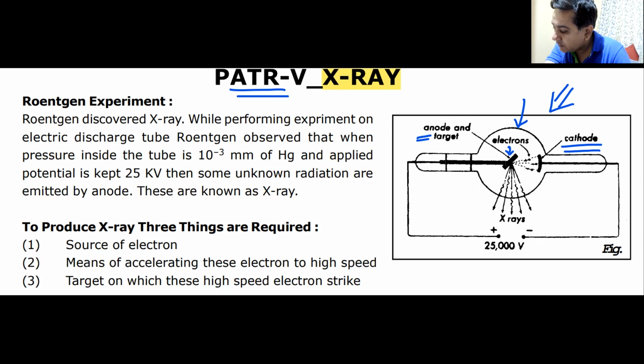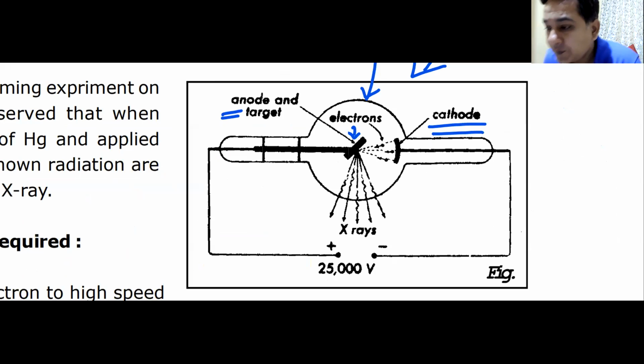So I'll get to here. Okay, this much will do, I hope. So you understand here, right? You have a cathode. Can you see the cathode? Yes, sir. You have an anode. Yes, sir. Which is also written as target, anode and target. So the target is anode here.